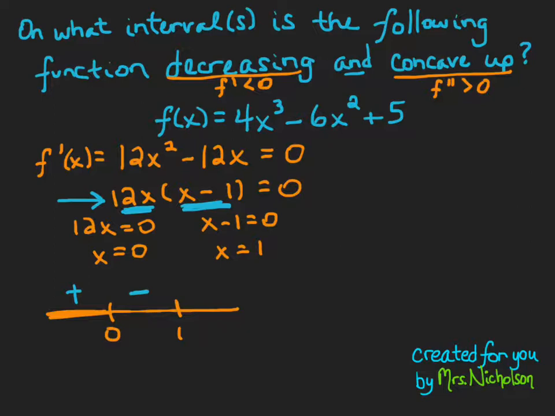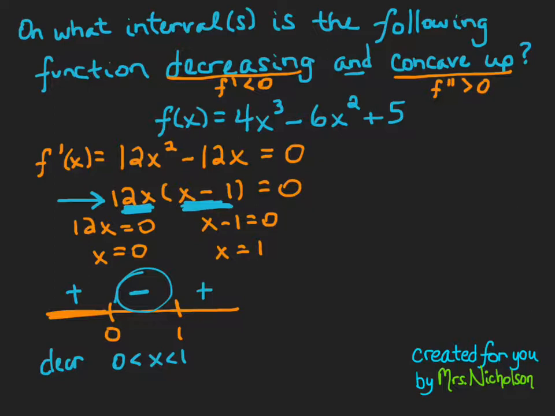Finally, I'm going to pick a number bigger than 1, like 2. If I plug positive 2 into the 12x, I get a positive value. And if I plug positive 2 into the x minus 1, I get a positive value again. And a positive times a positive is a positive. Remember, we're interested in where this function is decreasing. That only happens right here between 0 and 1. So we're decreasing for 0 less than x less than 1.